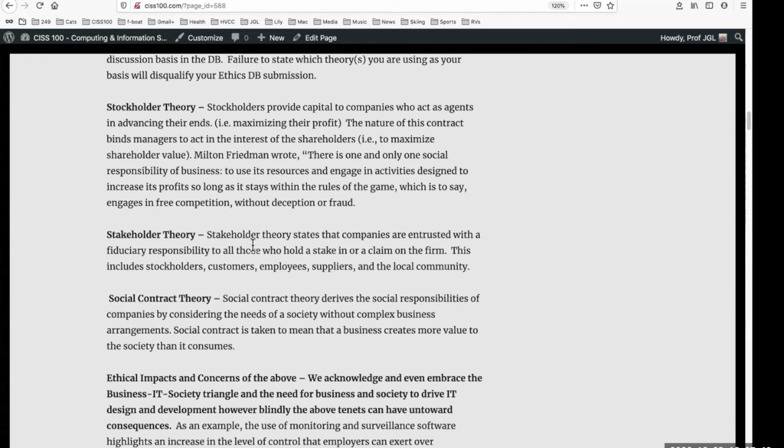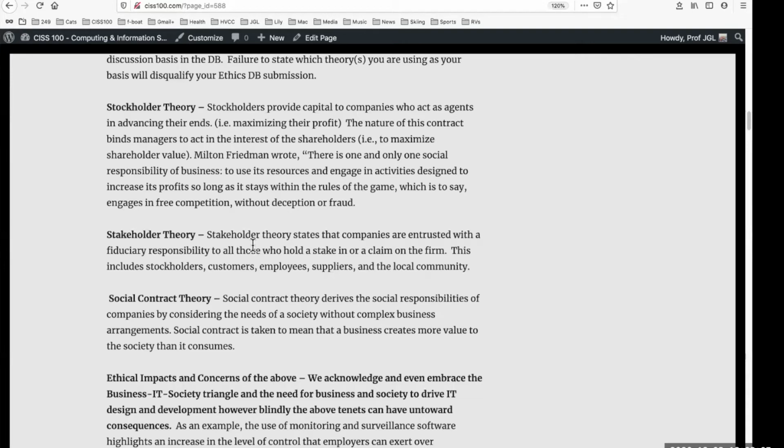There are three different distinctions for business ethical theory: stockholder theory, stakeholder, and social contract. Stockholder theory states, essentially, all I care about is making money for my stockholders. As long as it's not illegal, I'm going to do it to make money for my stockholders. We're about to see a video on that.